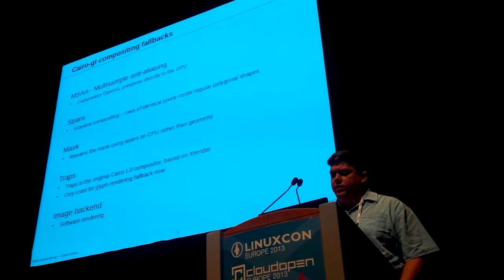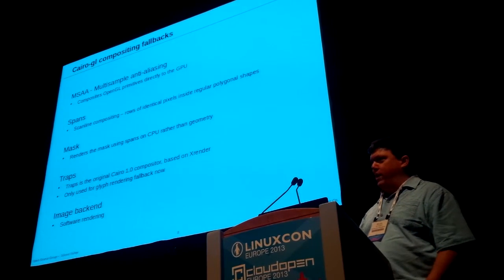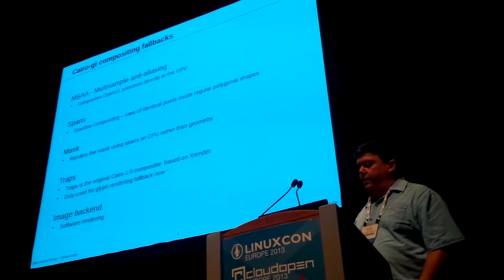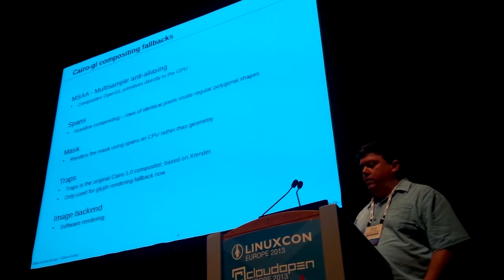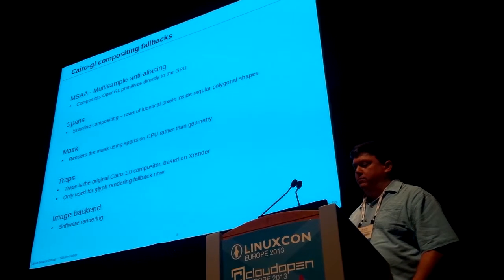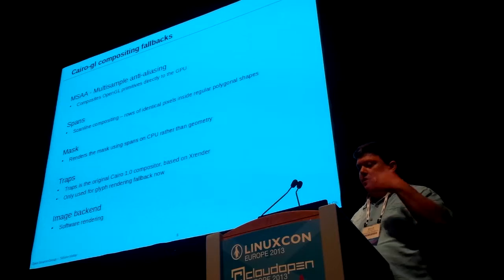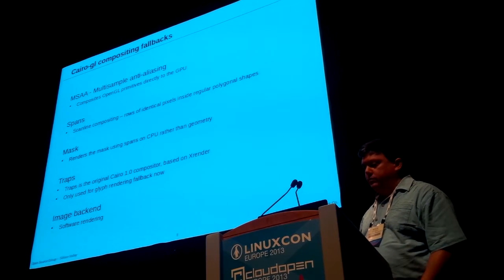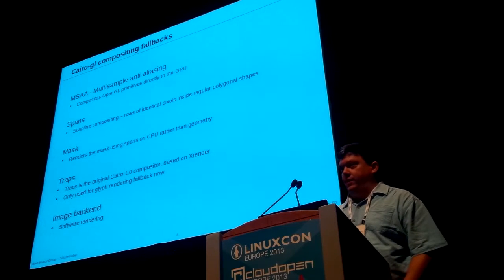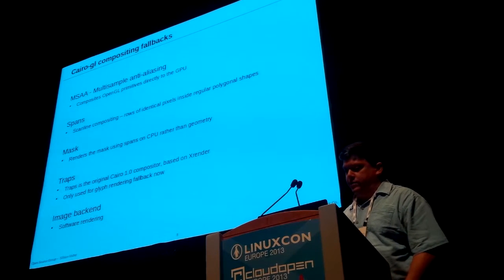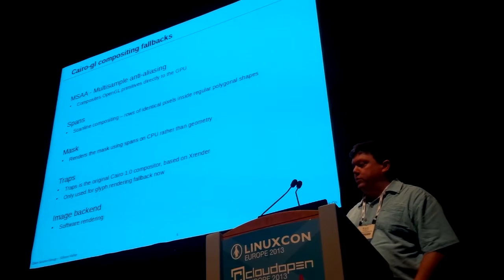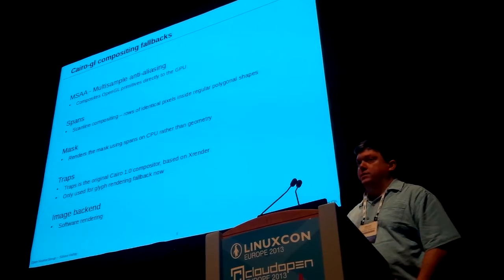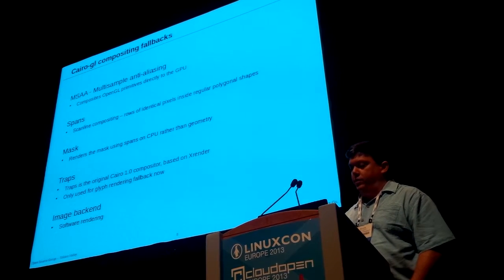Mask, I never really got a good grasp on what exactly it does, but as I understand, it's kind of in between spans and traps as far as performance goes. So it's a fallback for things that the spans compositor isn't able to handle. In my testing, I found that mask always just crashed. So traps was the original compositor, and it basically splits the scene up into trapezoids and then renders those.